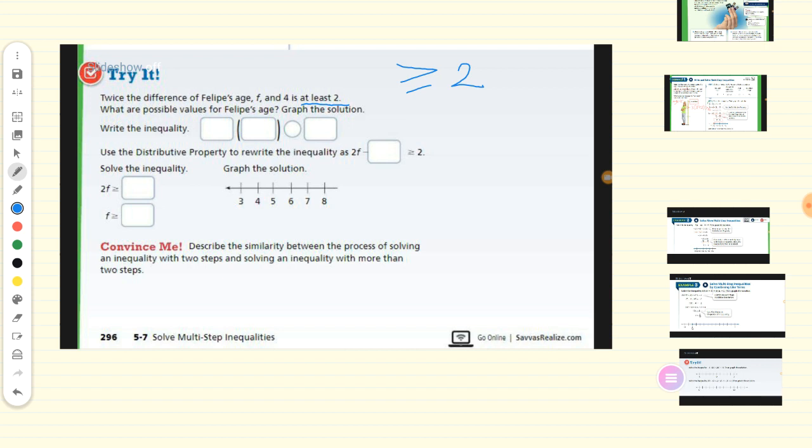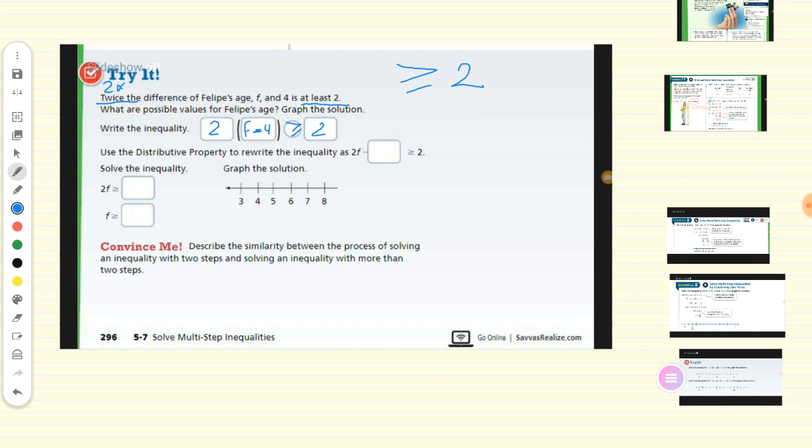Graph the solution after we finish it. So he told what? Twice the difference. Twice means multiply by 2. 2 multiply, okay, the difference, so I have a bracket for the difference, so I can fill it out by 2 multiply the difference of what? Of age and 4. At least, as I told, greater than or equal to 2. We already wrote the inequality.